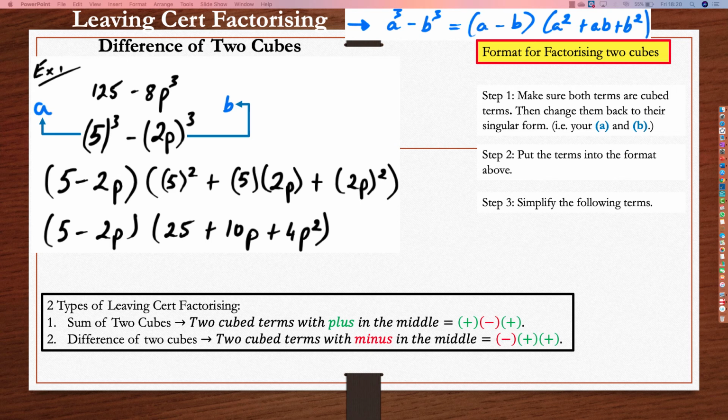Just want you to do it this way as well. We've that done, so we should factorize x cubed plus 8, over x plus 2. So we should factorize x cubed plus 8, so plus this time. While you're doing that, we're going to take a quick break.